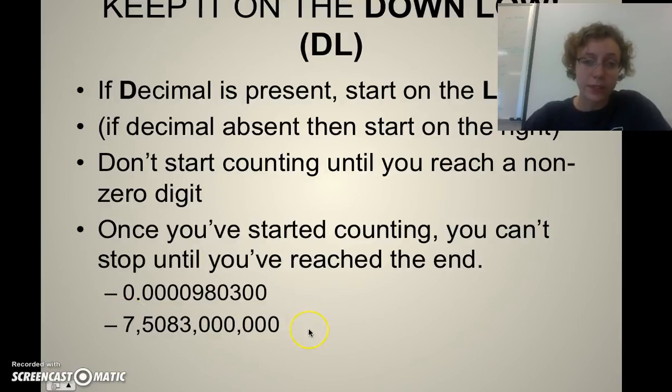Okay, let's do the same thing for this number. So keep it on the down low, the DL. Do we have a decimal? Oh, nope. Oh, looks like my comma's in the wrong spot. Sorry, a little typo there. But no, we don't have a decimal. So we're going to start on the right side. Don't start counting until you reach a non-zero digit. So all of these zeros here, we don't count because we're starting from the right side. So our 3 is going to be our first one, then the 8, then the 0, then the 5, and then the 7. So we have 5 significant digits in this number.